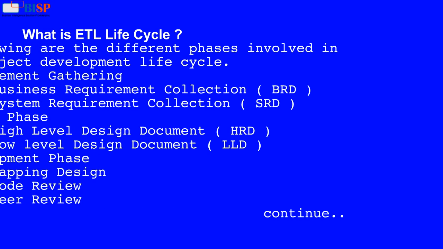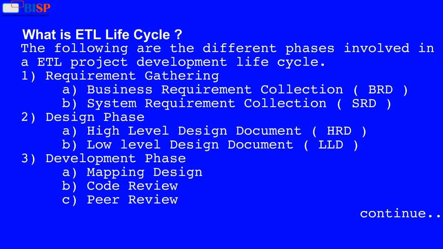What is ETL life cycle? The following are the different phases involved in an ETL project development life cycle. 1. Requirement gathering: business requirement collection, also known as BRD, and system requirement collection, also known as SRD. 2. Design phase: high-level design document, also known as HLD, and low-level design document, also known as LLD.